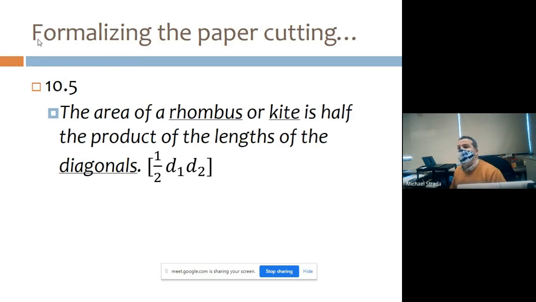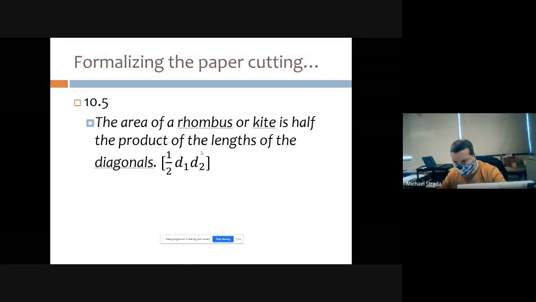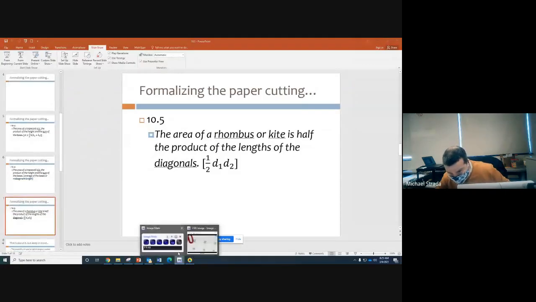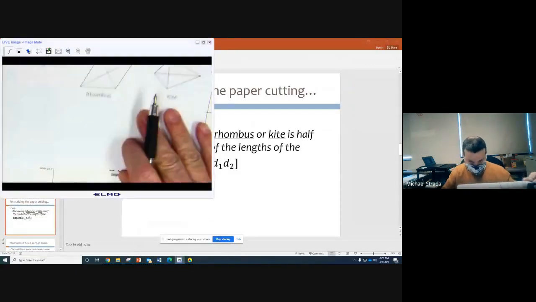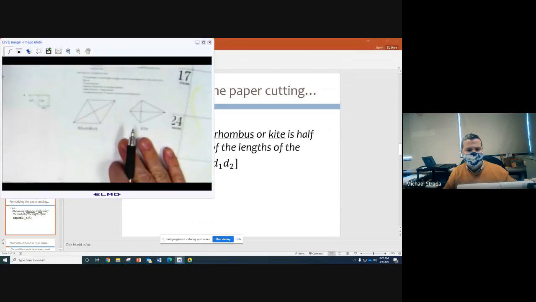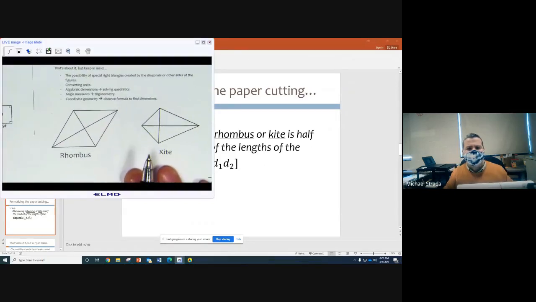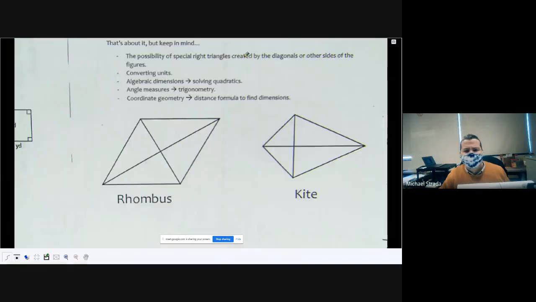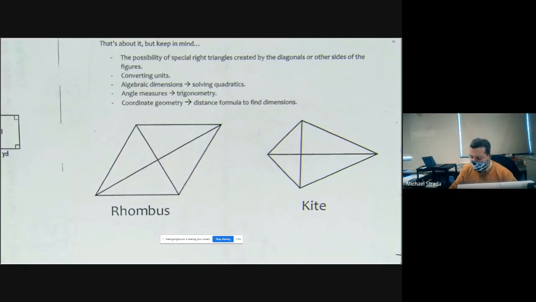All right, now we're going to go through these, but just to give you an idea visually of what we're looking at. Keep in mind, this is in your notes there, the possibility of special right triangles created by other diagonals or other sides of the figure. Anybody need to see what that means visually? I can sketch it out.